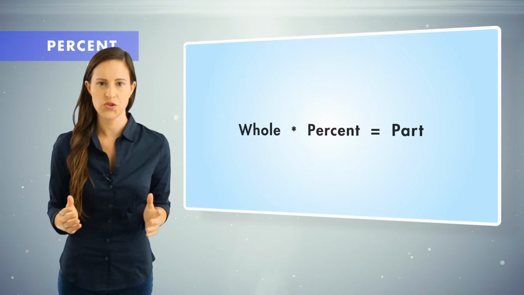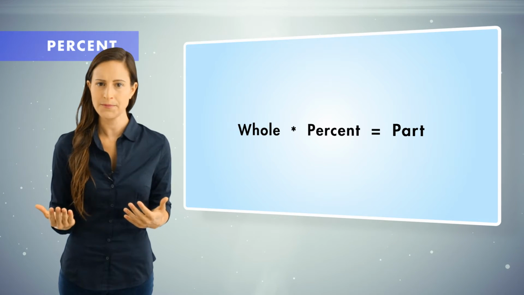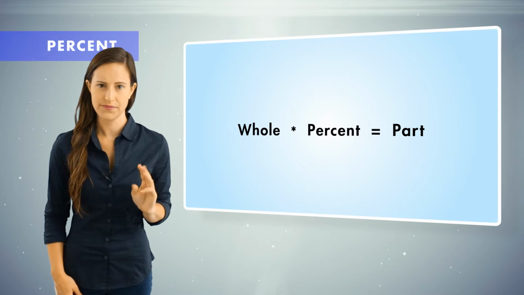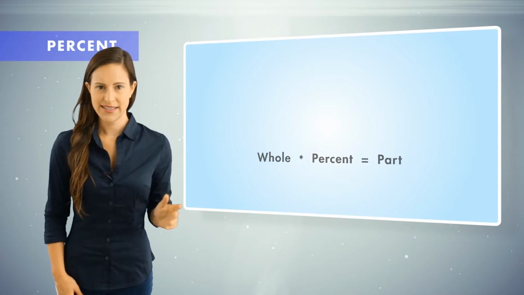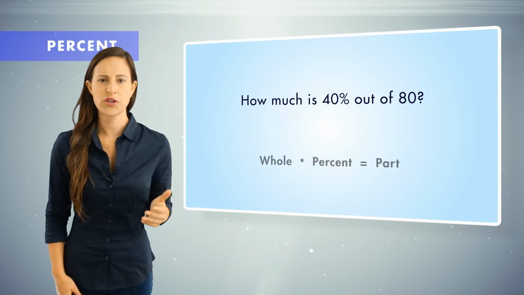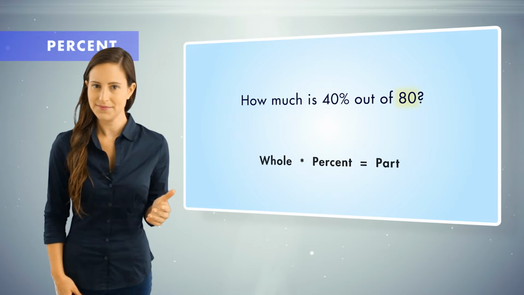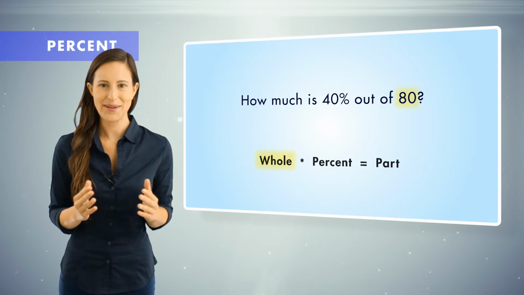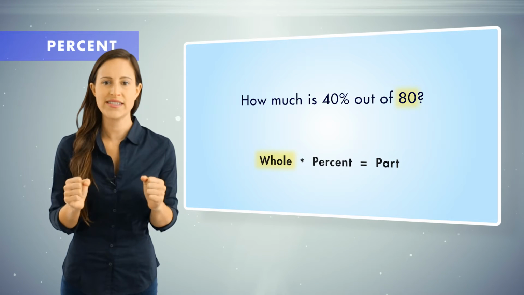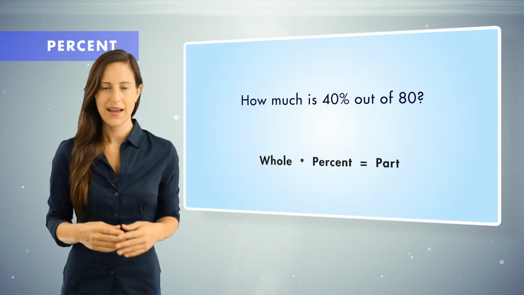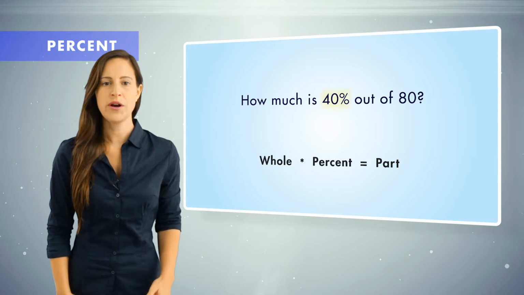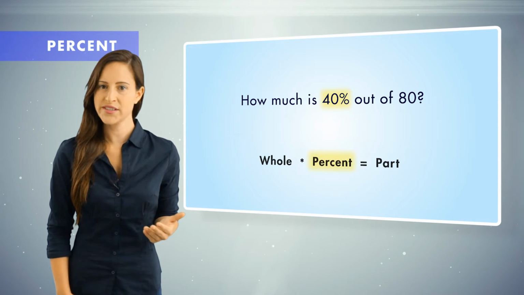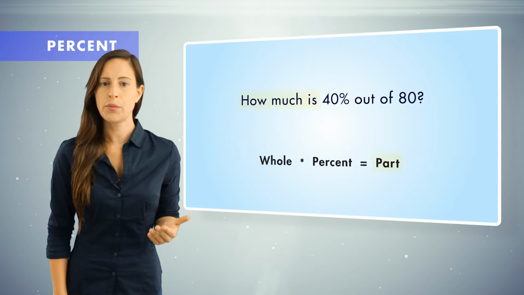When solving questions, we need to arrange the data in the formula. Remember, we need 2 out of the 3 variables. Let's take a look at this example. How much is 40% out of 80? The initial quantity, the whole, is 80, because the percent is always taken out of the whole. And we are asked now, how much is 40% out of that? So 40 is our percent. We're being asked about the part.